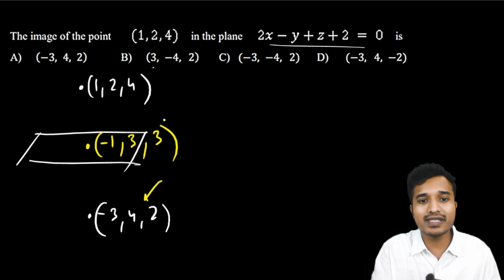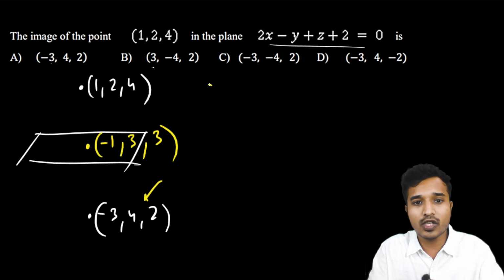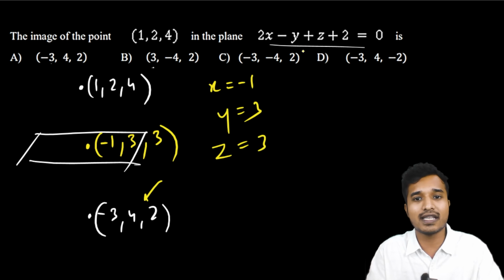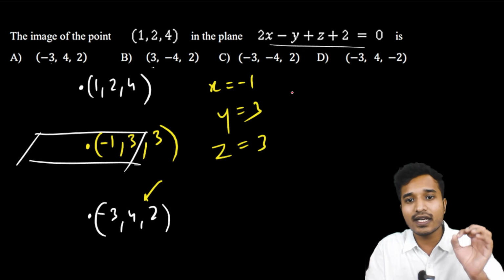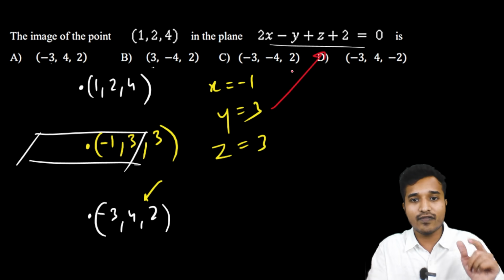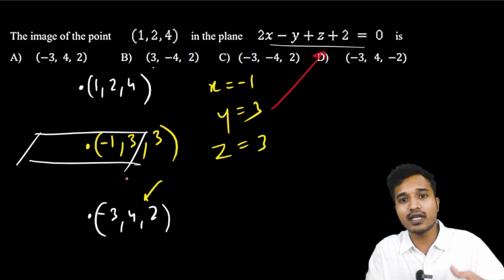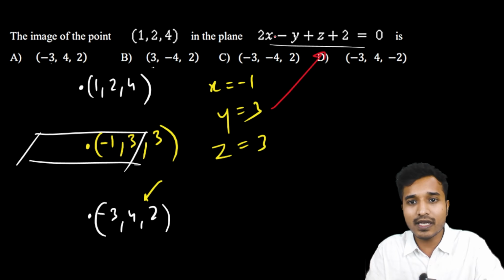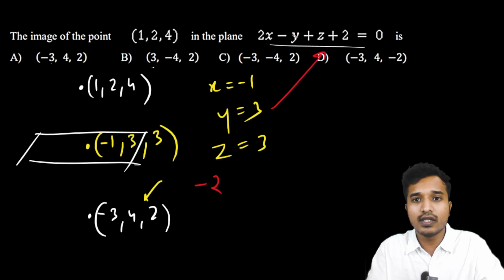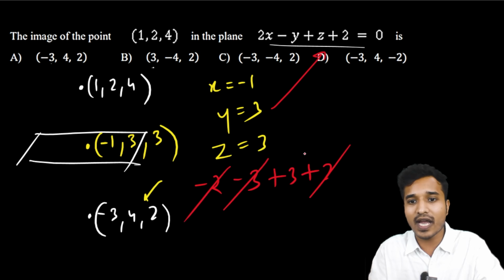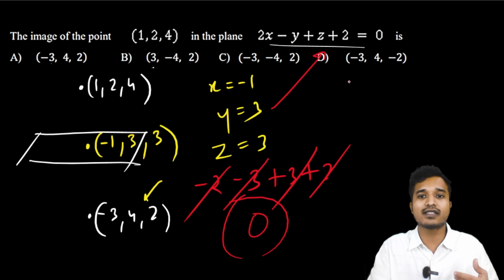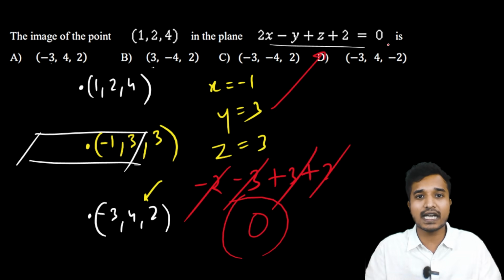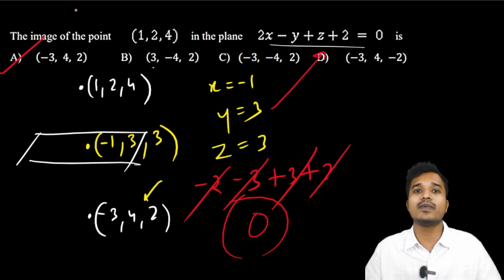So this point should satisfy your plane. You can simply substitute x is equal to minus 1 here, y is equal to 3 here, and z is equal to 3 in this equation. You just need to confirm whether it is satisfying this equation or not. If this is not satisfying, you will move to the second option, and if that is also not satisfying, you will move to the third option, and similarly you need to check. So if we substitute these values, this will become minus 2, this will be minus 3, this will be plus 3 plus 2, and so minus 2 gets cancelled, minus 3 and 3 also get cancelled. So this simply gives us the answer 0, and 0 is equal to 0. So this is perfectly satisfying the given equation. So option A will be the right answer.